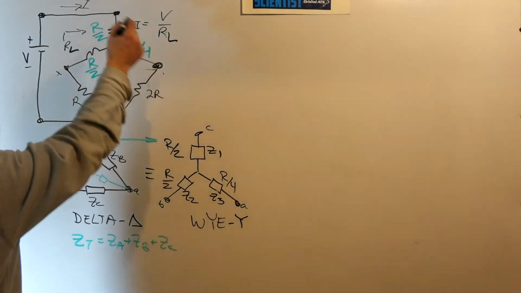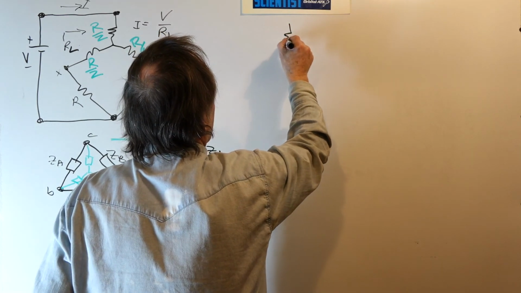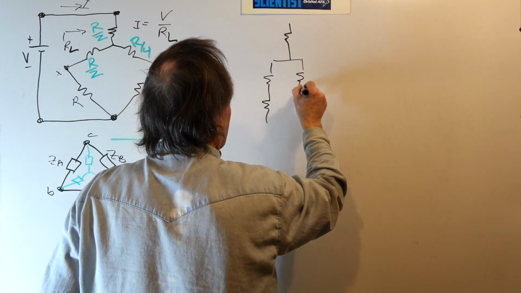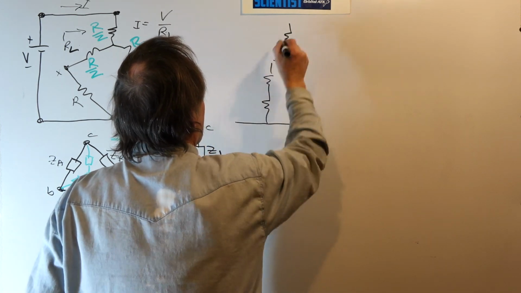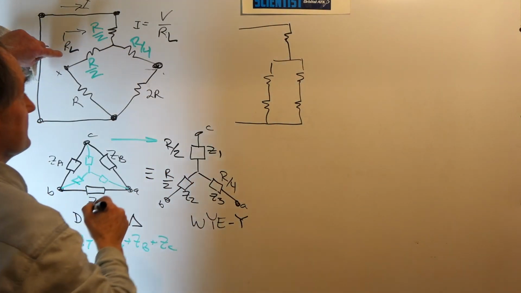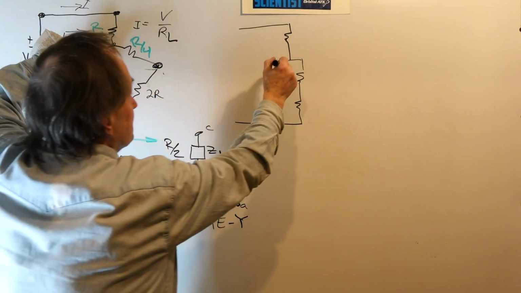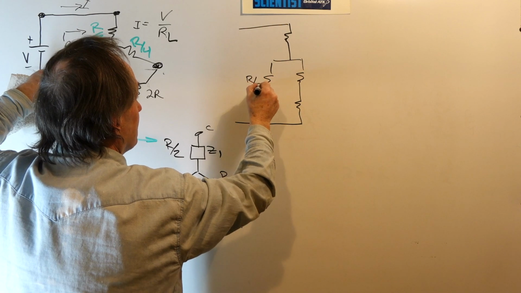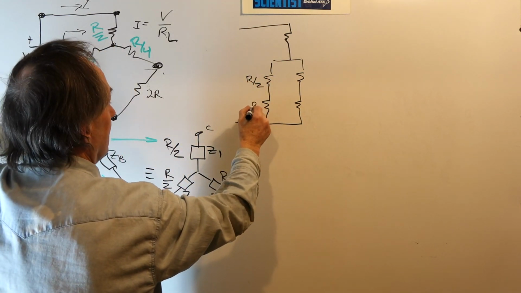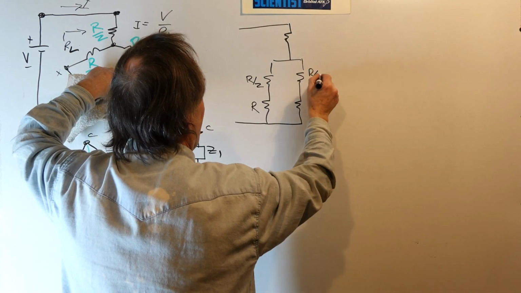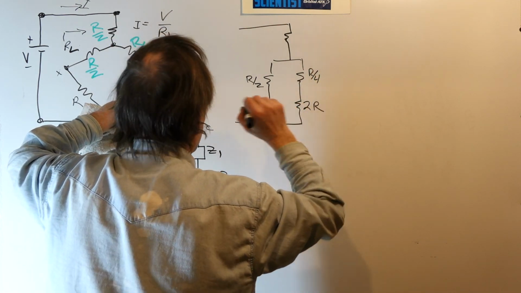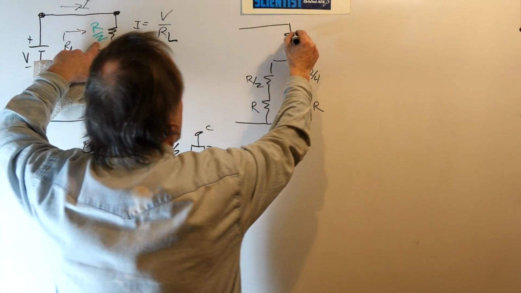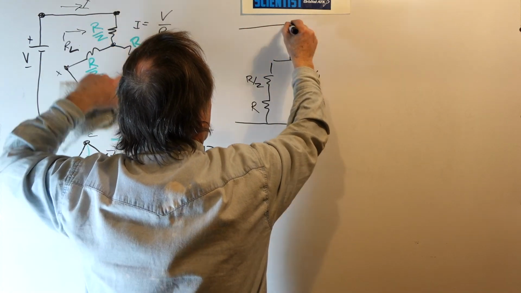Okay, now let's work on this network. I'm going to redraw it in this fashion. You can see this is this node here, and I've just stretched this out. This resistor is R over 2. This resistor is R. This resistor is R over 4. This resistor is 2R. And this resistor here is R over 2.